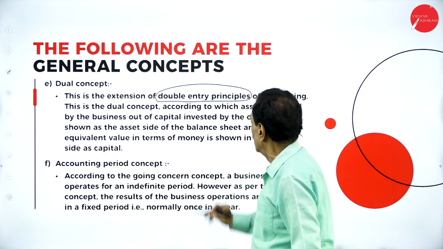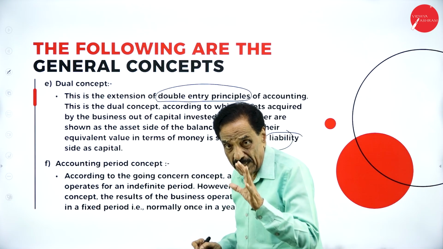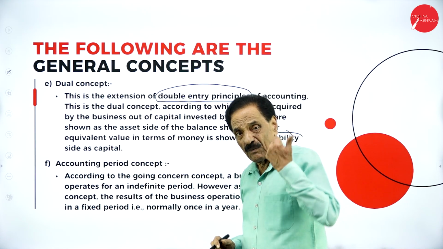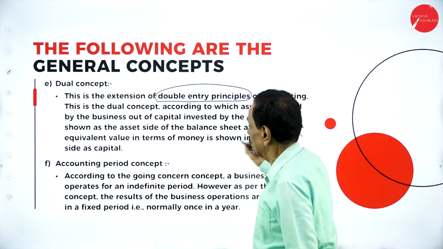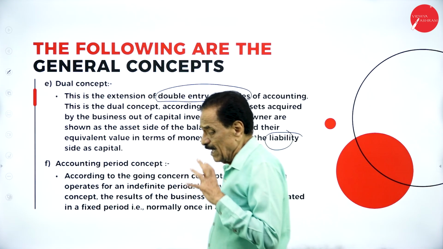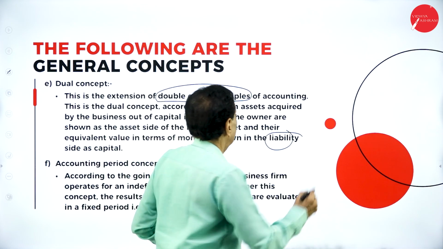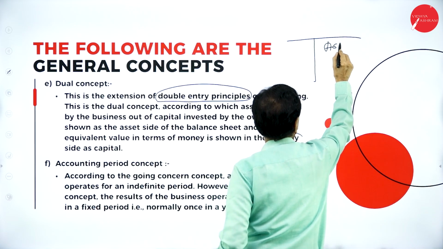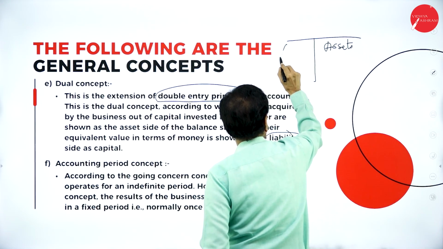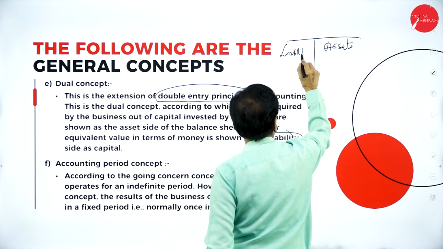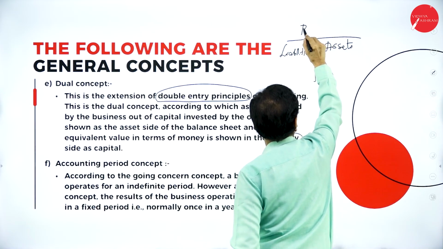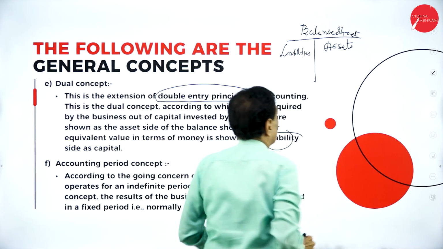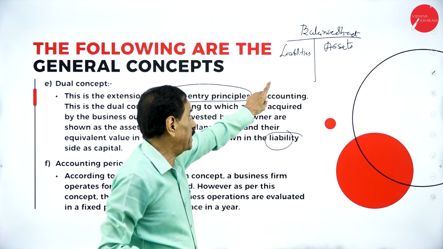This is called the dual concept, according to which assets acquired by the business out of capital. Whatever assets are acquired by the business out of the capital invested by the owner are shown as the assets of the balance sheet. And we purchase the building. Say we prepare the balance sheet here. Right hand side is assets. Left hand side is liabilities. This is your balance sheet. Right hand side is called the asset side, left hand side is liability.